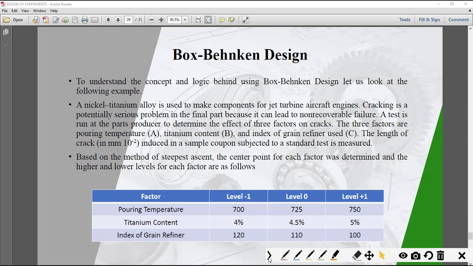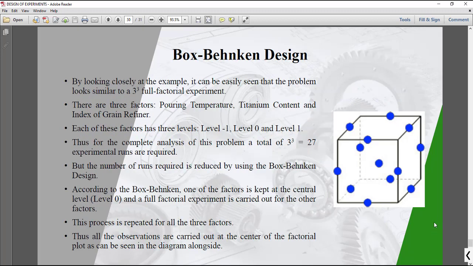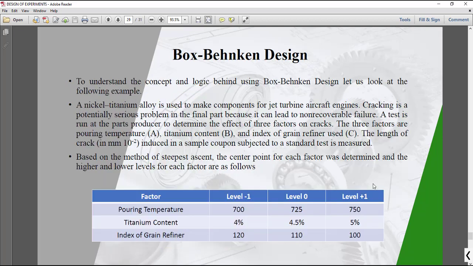So they have given us the levels of the input factors. The levels are 700 degrees Celsius and 750 degrees Celsius, 4% and 5%, 120 and 100. With all these values, now we have to find out the equation of the curve. To find out the equation of the curve, we are going to use this Box-Behnken design, right? What does Box-Behnken say? Box-Behnken says that, if this problem itself, what did Box-Behnken say?